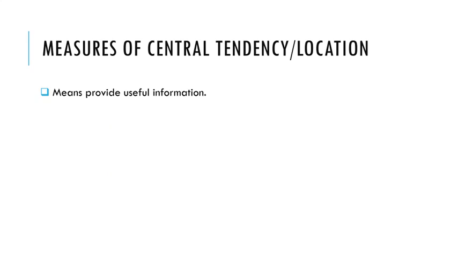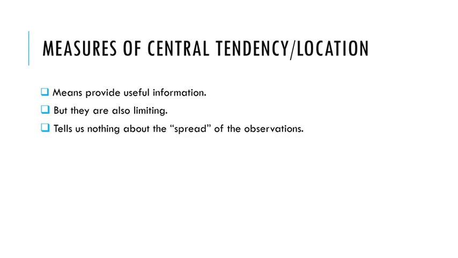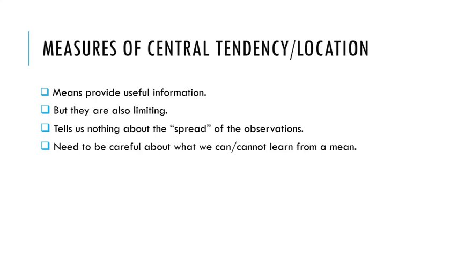Now, one thing I want to point out is that means do provide useful information. I mean, think how many times you've been reported the mean of something, right? Means, as simple as they are, are very useful. But at the same time, we want to have a more intuitive understanding of these central tendency measures, and we need to appreciate that means can also be limiting. Because while means are useful, they tell us nothing about the spread of the observations. Are they spread really wide, or are they kind of tightly grouped? We don't know, and the mean doesn't help us learn that.